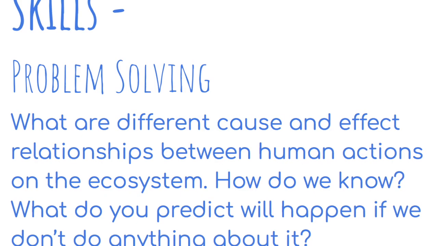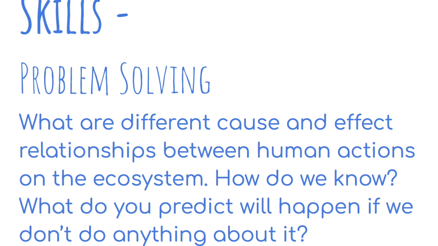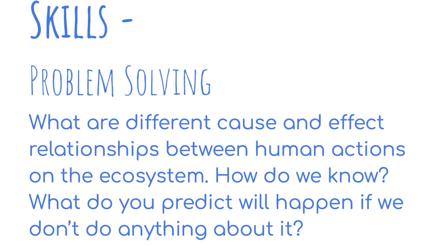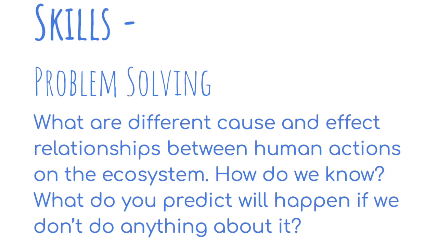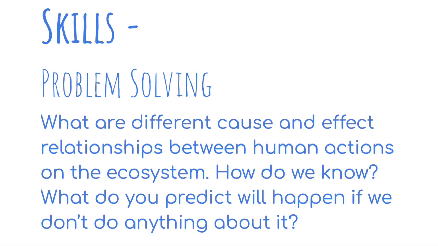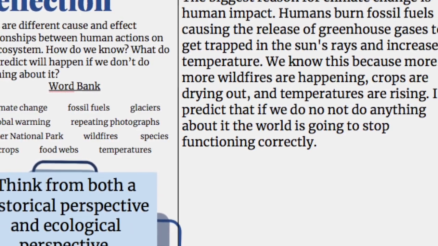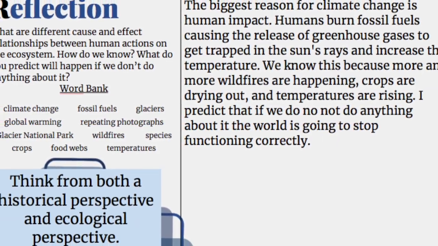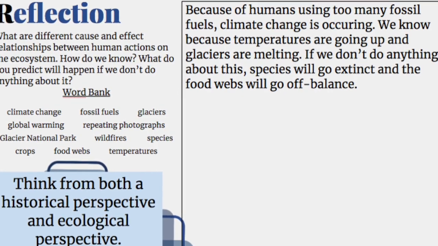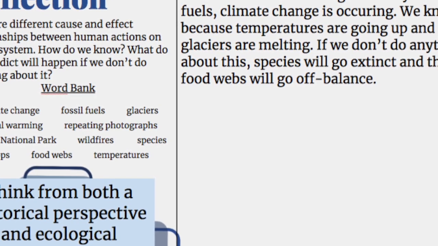What are different cause and effect relationships between human actions on the ecosystem? How do we know? What do you predict will happen if we don't do anything about it? These questions challenge students to explore cause and effect relationships between human impact on the earth. Each student was able to make the connection between human actions with fracking and climate change, which has caused glacial melting. One student even made the connection that if we don't do anything, this may go further than not having glaciers, but species going extinct.